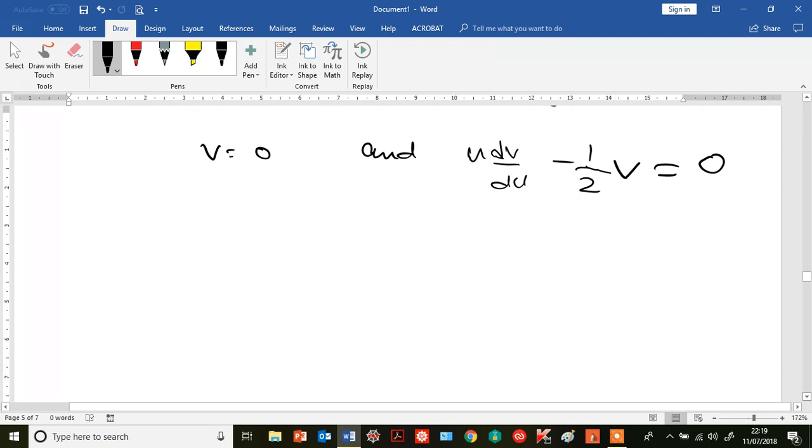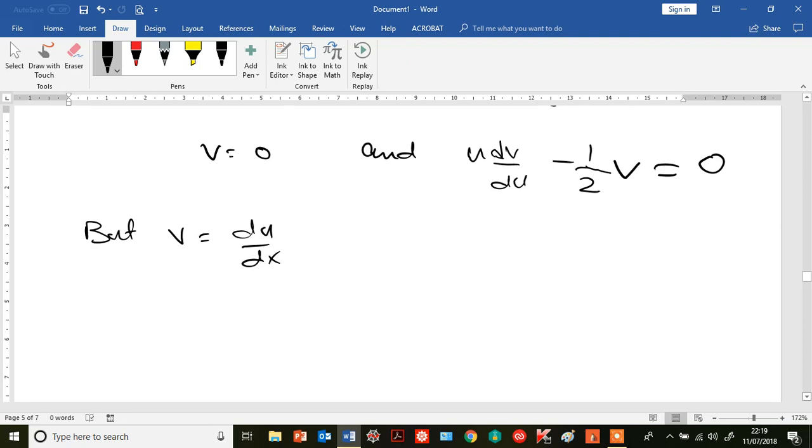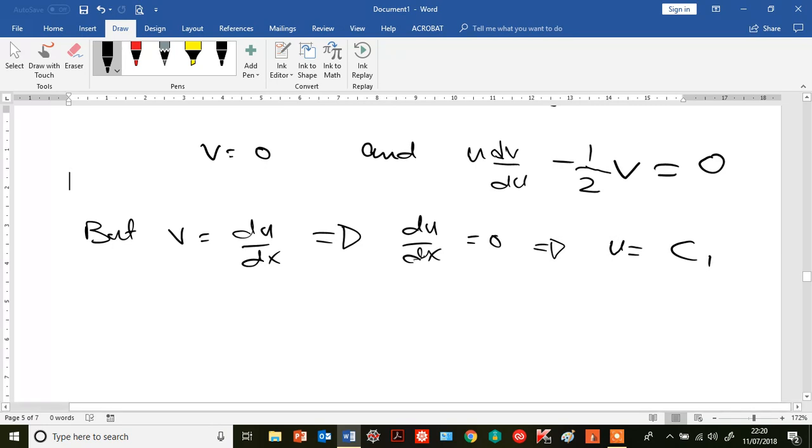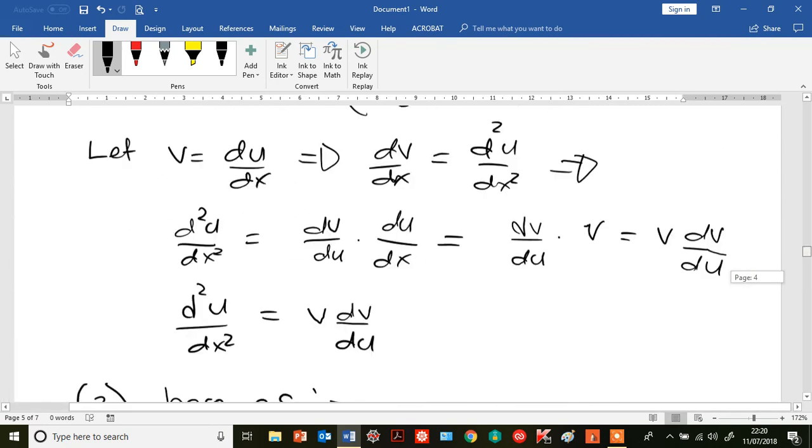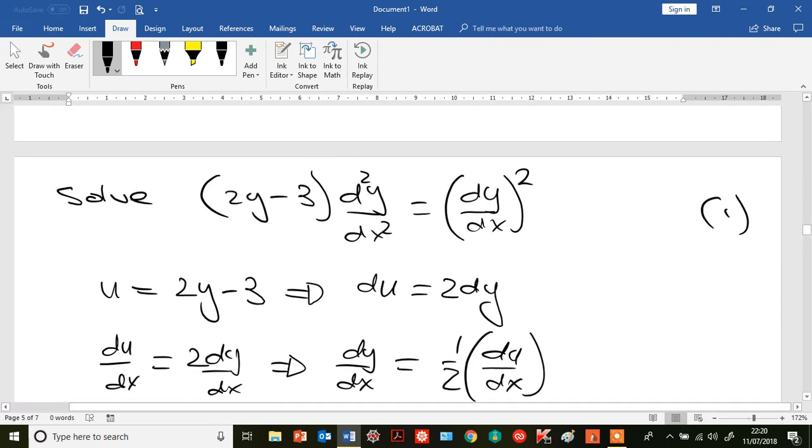So we know that v equals du by dx, because we defined it like that earlier on. So this implies that du by dx is equal to 0, and if we integrate, we find that u equals some constant. We'll call that constant c1. Well, we know what u is. U is this term here. U equals 2y minus 3.